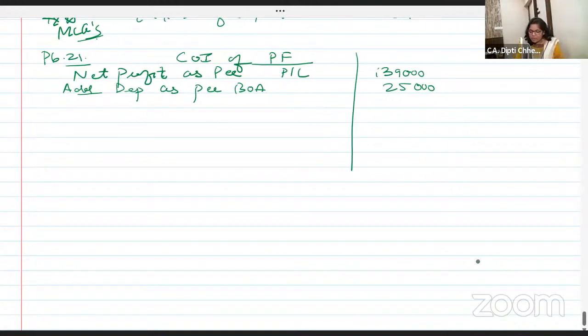Depreciation as per the books of accounts. Kitna hai bolo?